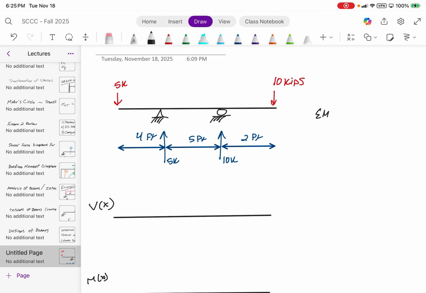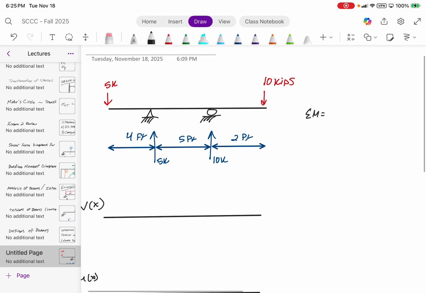How many of you took a moment about here? You took a moment there? Wrong. Where did you point? Don't take it right here. If you took a moment there, immediately wrong. Always take a moment about the reaction forces. Preferably take it always about the pin.